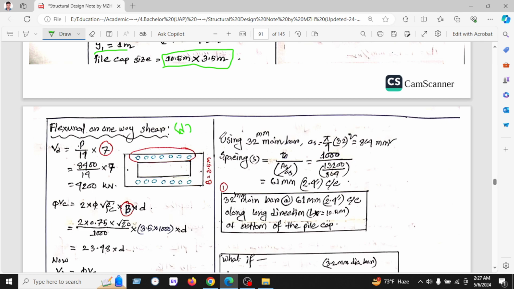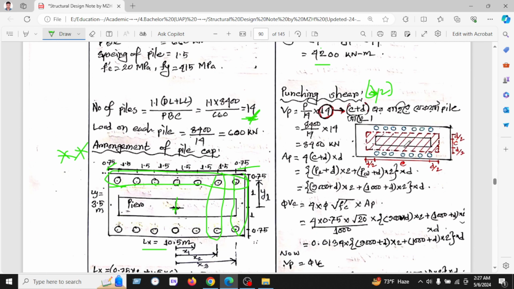This is the memorizing we have to put in mind. Okay, so flexural shear, we know the total load divided by total number of piles divided by 14. Why do we have this 14? Because we know the 14 piles are out of the C plus D. Here is the C plus D.